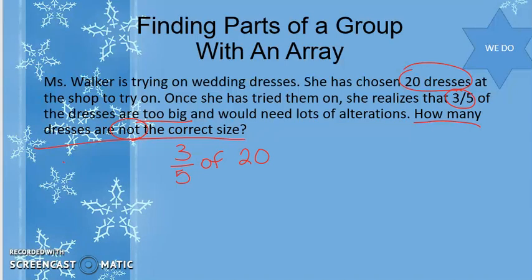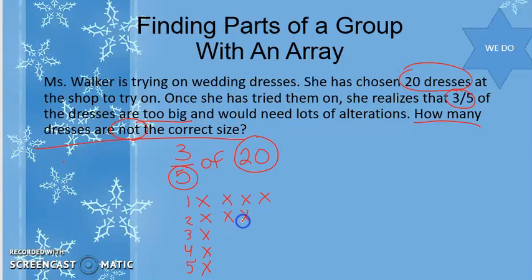In order to set up our array, we know that we're going to have 5 total groups, and we want a total of 20 parts, or 20 pieces, in those groups. So we have to think to ourselves, once again, 5 times what number in each one of these groupings is going to get us to 20? And the answer to that is 4. So we know we're going to have 4 dresses in each of 5 total groups. Okay, so there's our 1, 2, 3, 4, 5 groups.